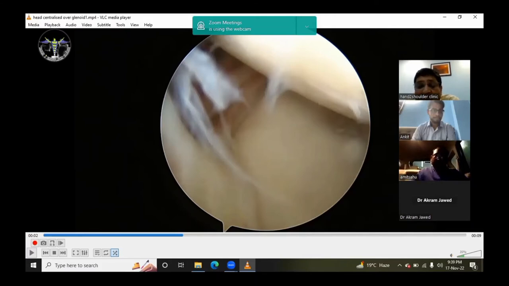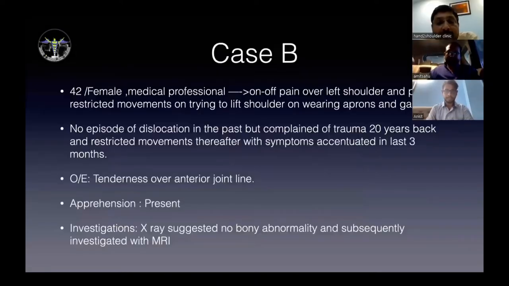I think we can go for the next. Ankit, now I'll request you to present the second case, some clinical findings and examination.